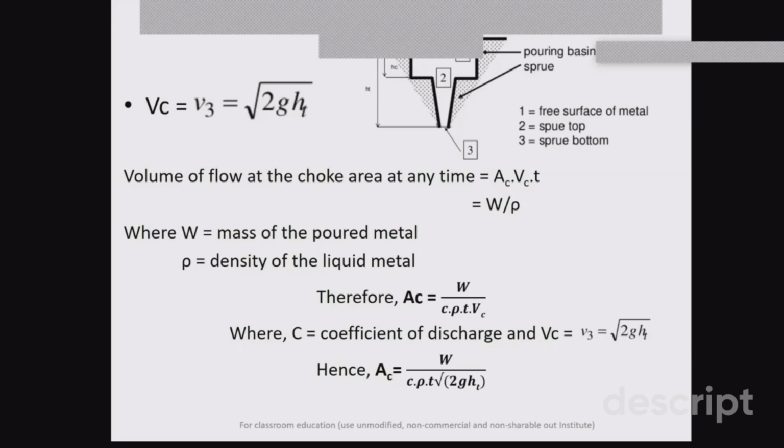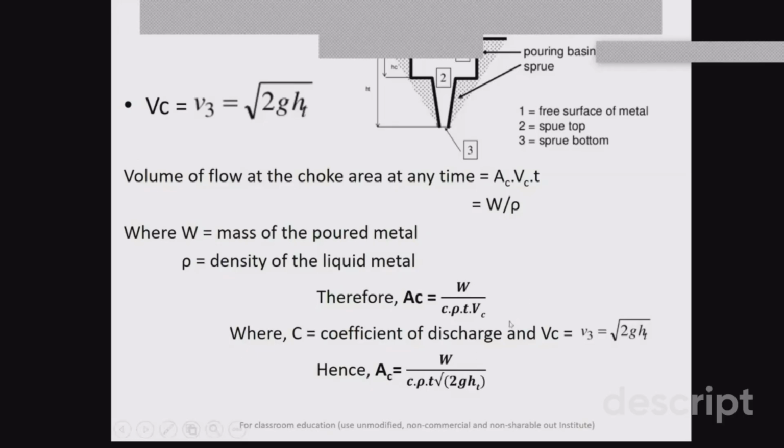And this volume, or you can say the discharge flow rate, can also be written as W by rho, where W is the mass of the poured metal and rho is the density of the liquid metal. Now, by equating these two equations, we can easily calculate the choke area in terms of the mass of the poured metal and the velocity of the molten metal flow at point 3. So it comes out to be W by C, where C is your coefficient of discharge.